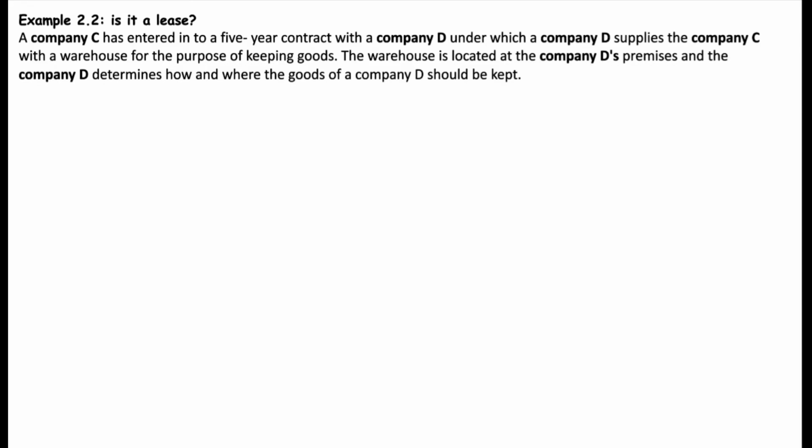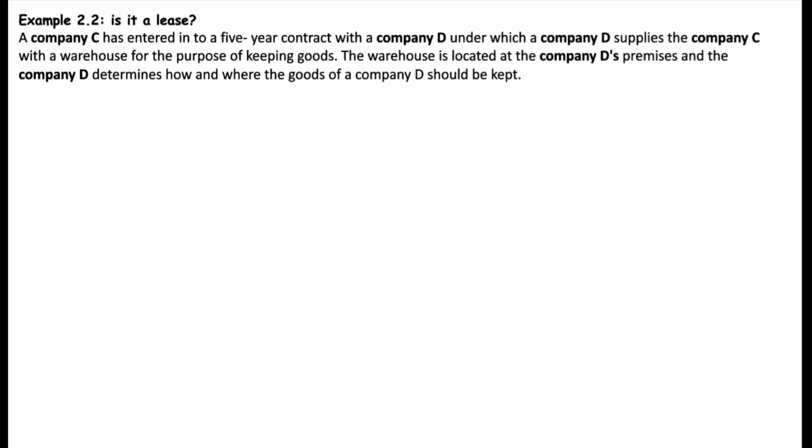So let us see another example in the same situation. Is it a lease? A company C has entered into a 5 years contract with a company D, under which company D supplies the company C with a warehouse for the purpose of keeping goods. The warehouse is located at company D's premises or office, and company D determines how and where the goods of company C should be kept.